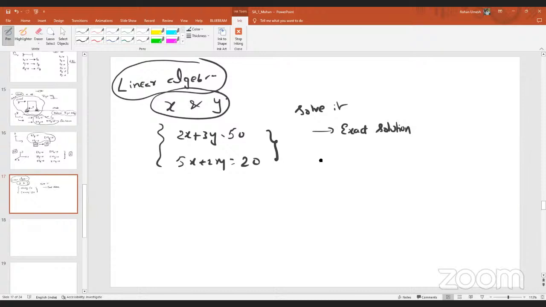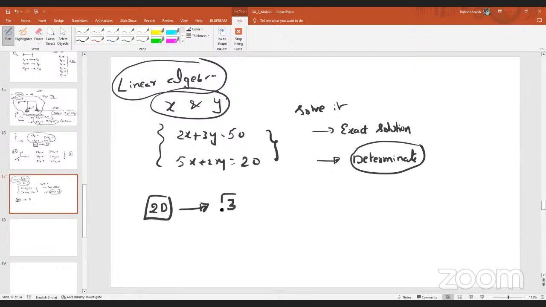But in the terms of our analysis, we will call it a determinate structure. Why? Because if you're talking about a two-dimensional structure, already in our hand we are having three different equations, isn't it? By using those three equations, up to how many unknowns can I solve? Three. So if you're having three equations, you can solve three unknowns.